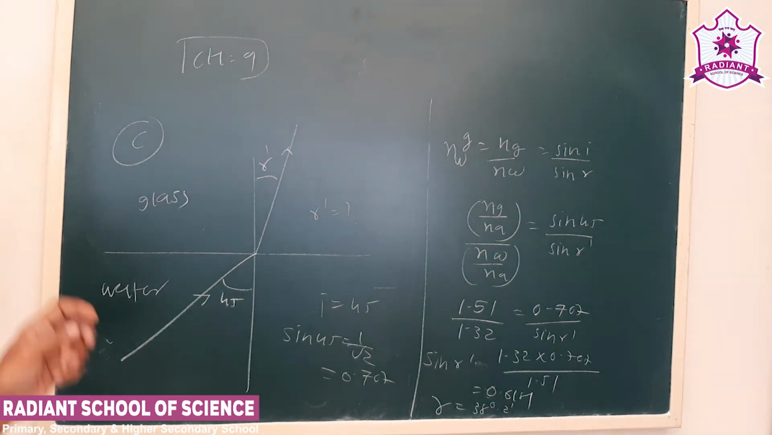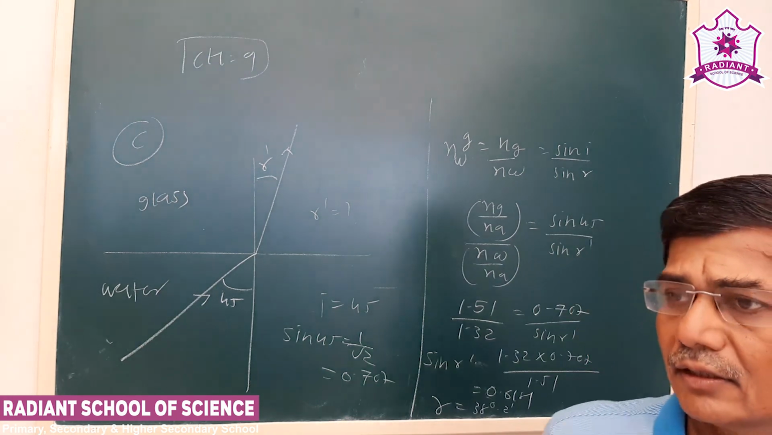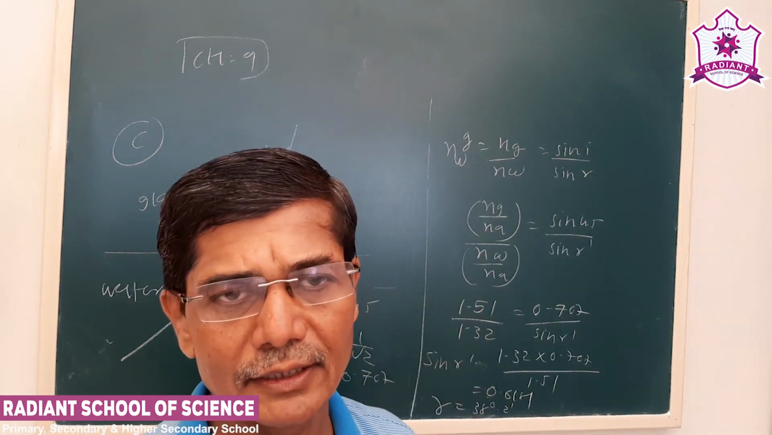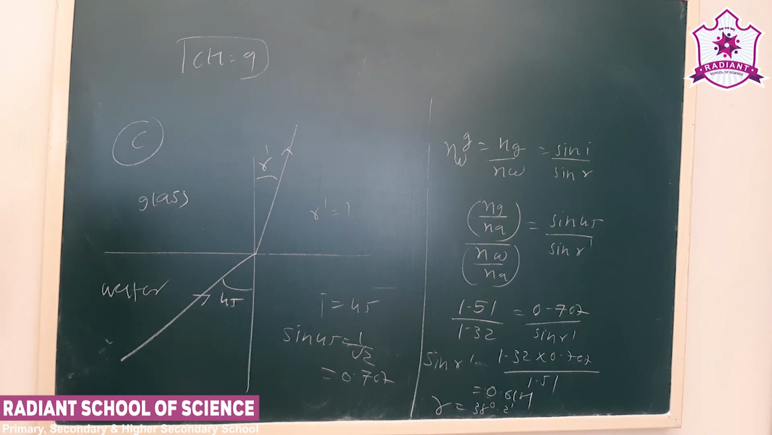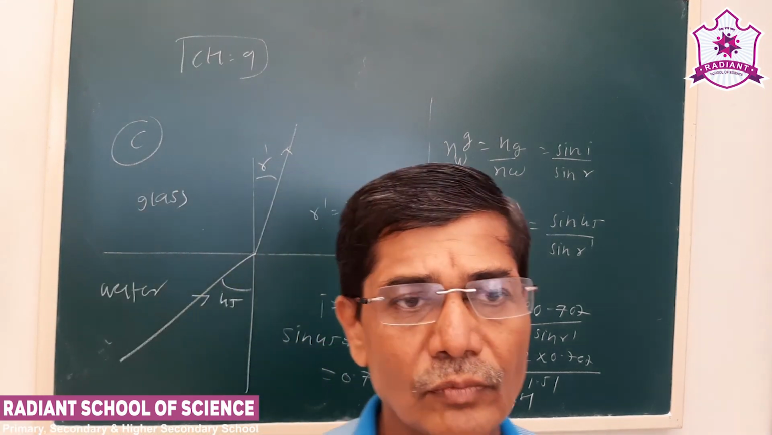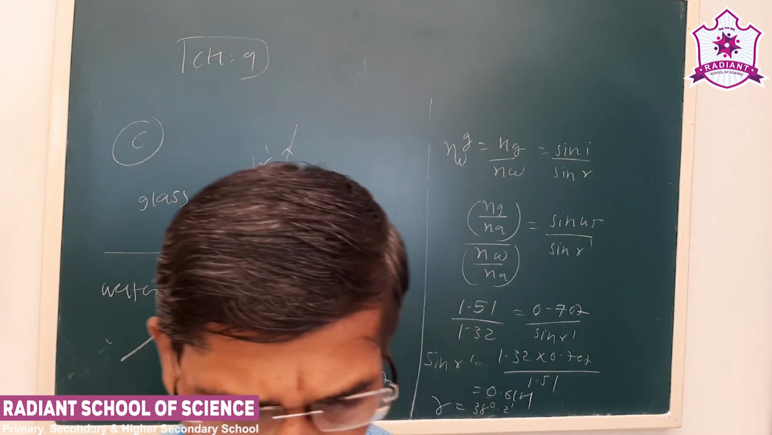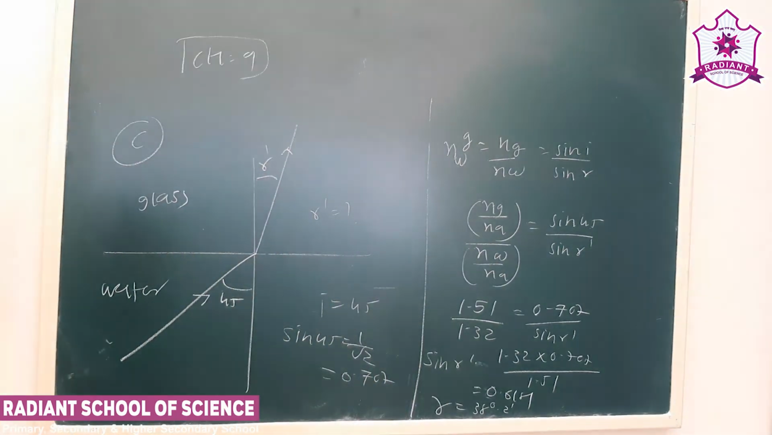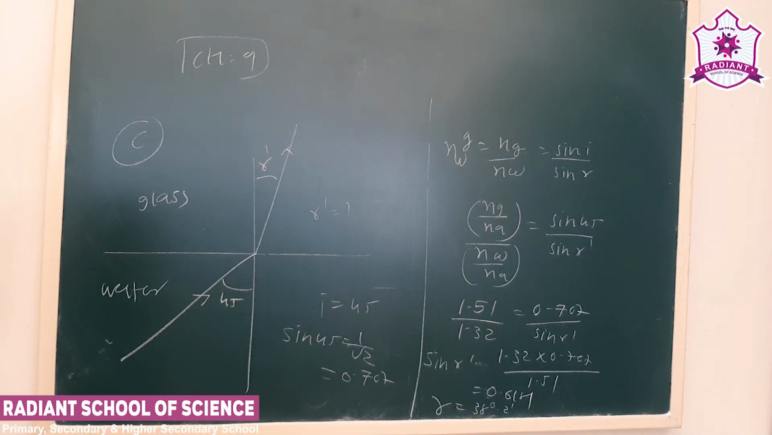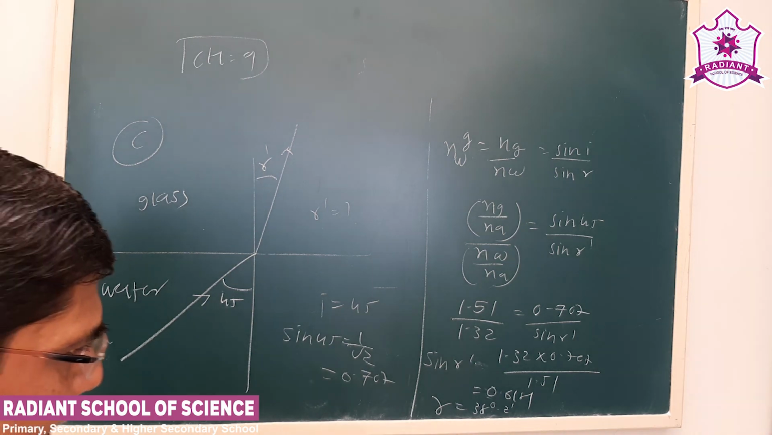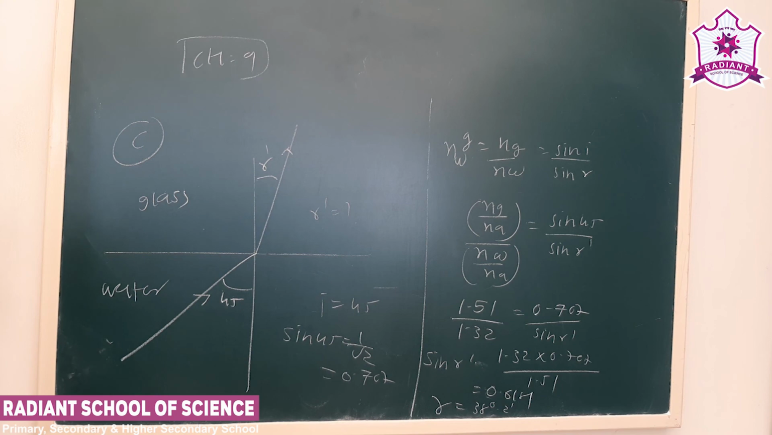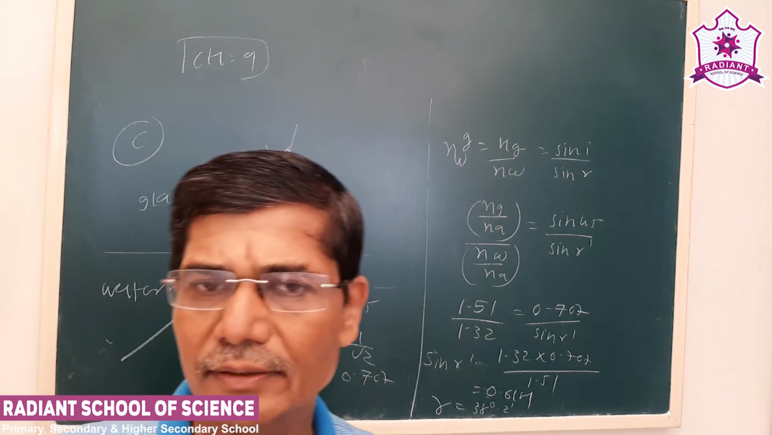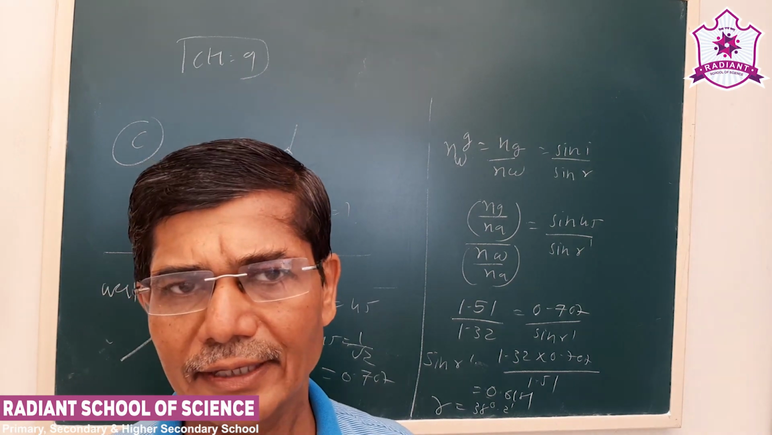Okay, now what we can see in this diagram, see the value we have obtained in parts A and B, that is the refractive index of glass with respect to air and the refractive index of water with respect to air, and this is how we can obtain the value of angle of refraction. Okay, so this is about exercise number 9.4. Rest of the exercise numerical we'll take next time. Thank you.